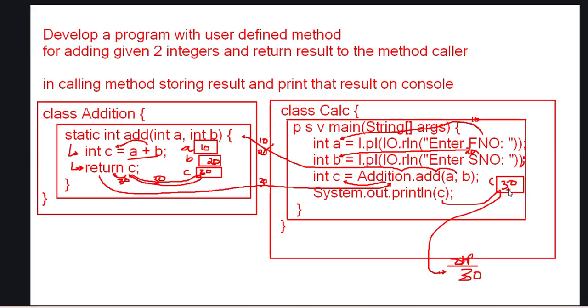Is the chapter clear? In this program, I have used 3 chapters. What are the 3 chapters? First, object-oriented programming basics: class name. Second, variables and types of variables: parameter and local variable. Third, the current chapter: method and types of method.